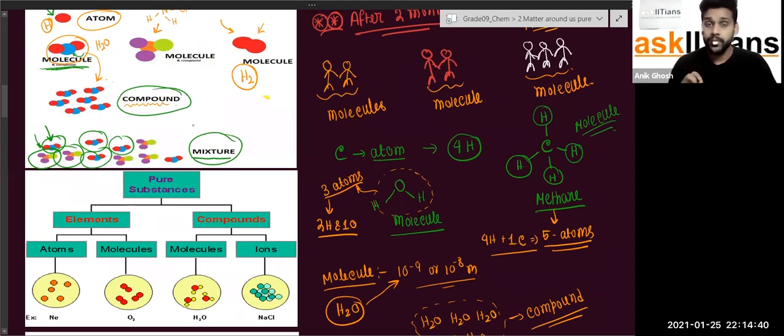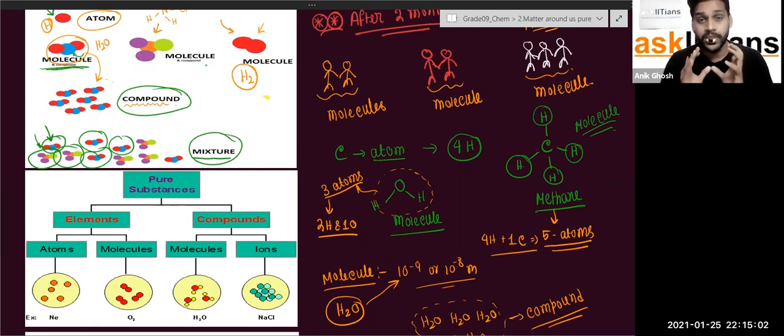What do you mean by the word pure? Pure means when there is only one type of molecule, isn't it? Pure means only one type of molecule. What do you understand by the word? If someone asks you for pure milk, there is only milk in it. There is no water. Pure means there are no adulterations inside it, isn't it? So there should be one type of molecule. So if water contains only water, that is pure water.